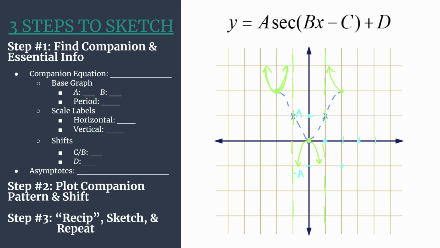So in general, this is what it'll look like. Like I said, I'll post a lot more worked out examples, so be sure to check those out. But hopefully this gives you a really good foundation to build on when you're graphing the shifted secant graphs with the 3 steps to sketch method.